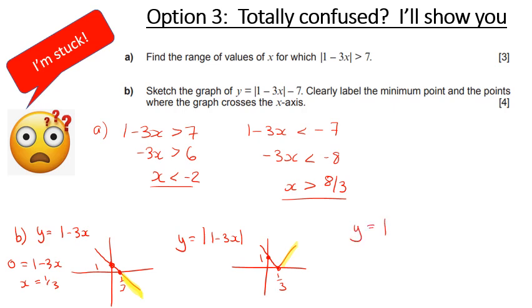Now finally I'm ready to do the modulus of 1 minus 3x take away 7. This just means that I need to slide my previous graph down 7. So it's going to look something like this. The minimum point will still have an x-coordinate of a third, but this time the graph will hit the x-axis at -6 because it used to hit at 1 and we're taking away 7, which takes us down to -6.